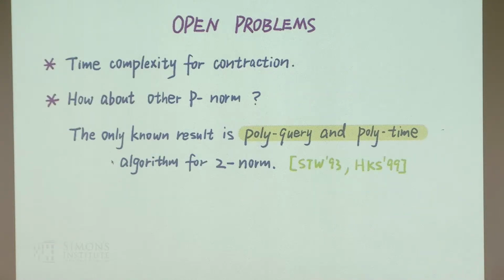And a few open problems. The first is, of course, the time complexity. And also, it's interesting to study the contraction fixed point about other P norm. As I said, we were working on this infinity norm, and the only known result for other norms is that we have a polynomial query and a polynomial time algorithm for L2 norm. But beyond this, we don't know anything about other P norm.